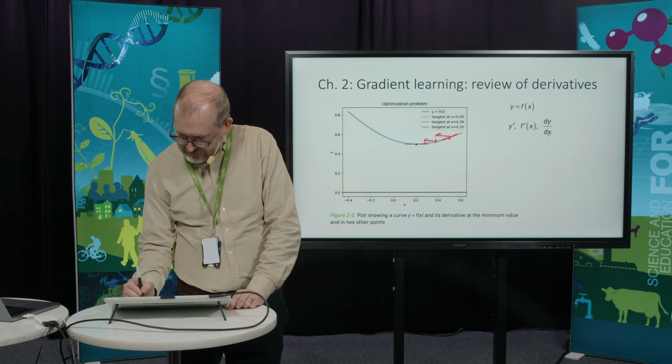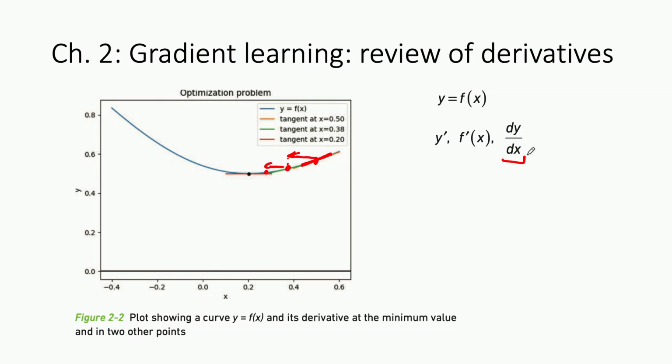Okay. So, notation: the derivative of y with respect to x, which is the slope, you can express it like this. You can also express it as this, where the prime means the derivative of this function f with respect to x, or you can be even more compact and just say y prime. That means the derivative of y with respect to its argument.